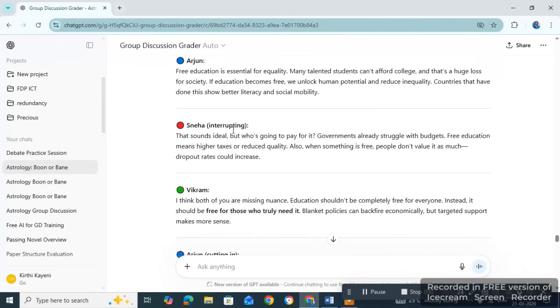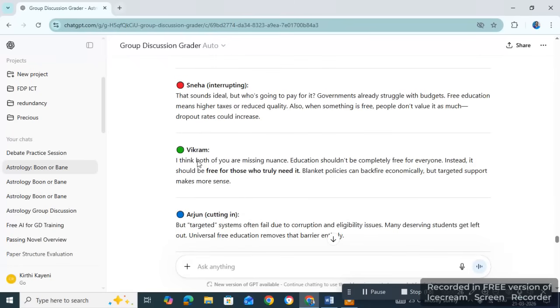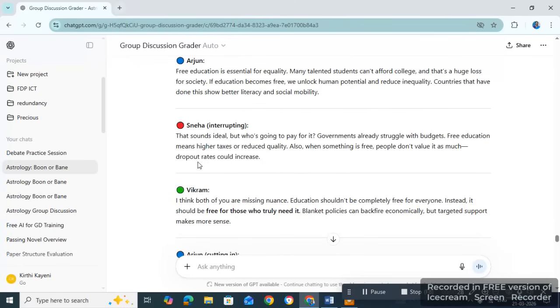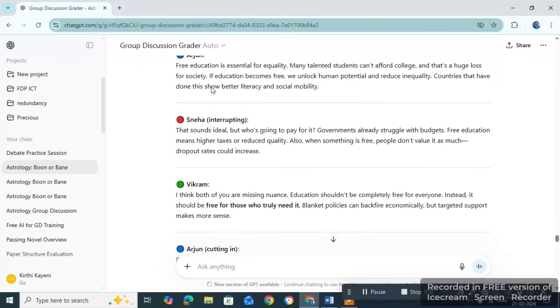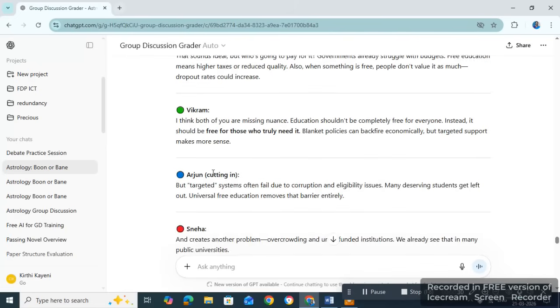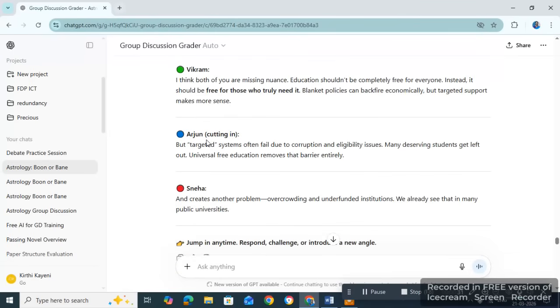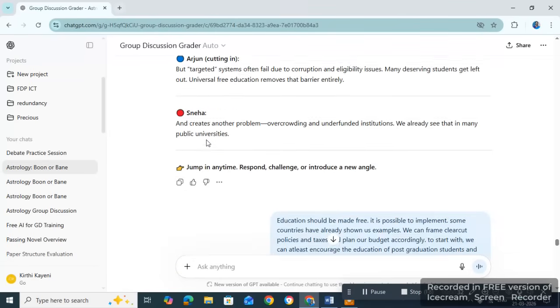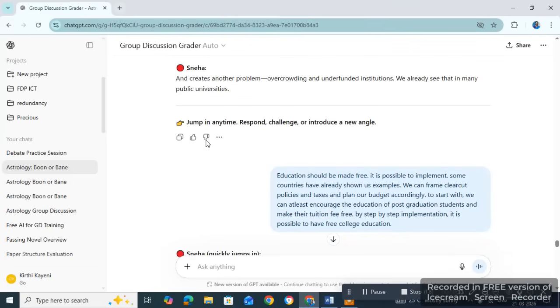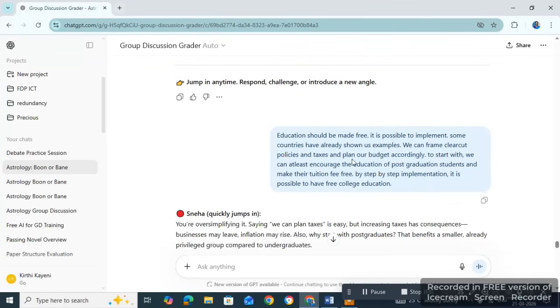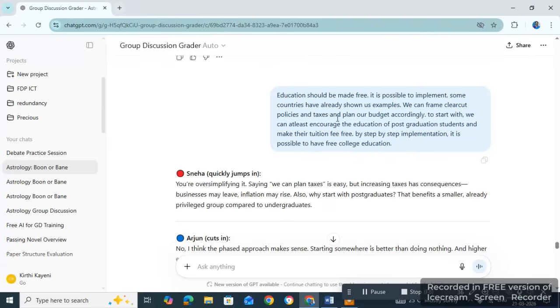So Vikram is saying that education shouldn't be completely free for everyone. Instead, it should be free for those who truly need it. So that is a balanced approach from Vikram. And again, Arjun is giving his point and Sneha is giving her point. So it's my turn now. I need to jump in now. So I'm giving my point clearly.